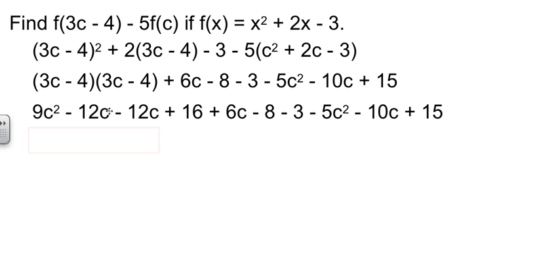And all I did was just multiply these two out to get these first 4 terms. I didn't collect anything else. I just brought it all down. Now we can collect up. 9c squared minus 5c squared makes 4c squared. Negative 12c plus 6c minus 10c collects up to make negative 28c. And then 16 minus 8 minus 3 plus 15 gives us 20.